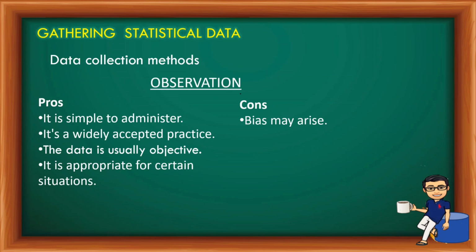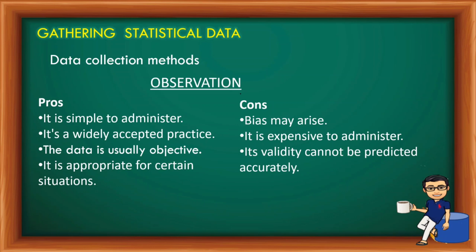Then the cons is bias may arise. Bakit magkakaroon ng bias when we talk of observation? Kasi nga, some phenomena are not open to observation. Then it is expensive to administer going to a certain place. Its validity cannot be predicted accurately because you are just taking down notes of those information. Baka mayroong hindi ka ma-observe. The information is limited. That's all about the pros and cons of observation. Then let's have the next one.